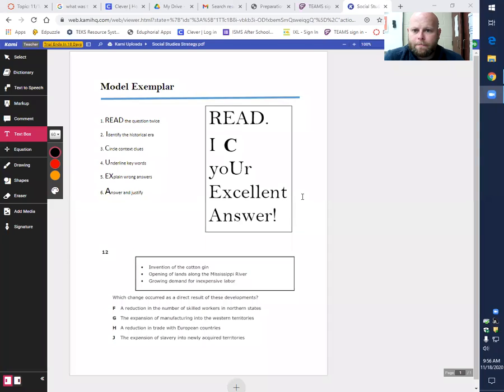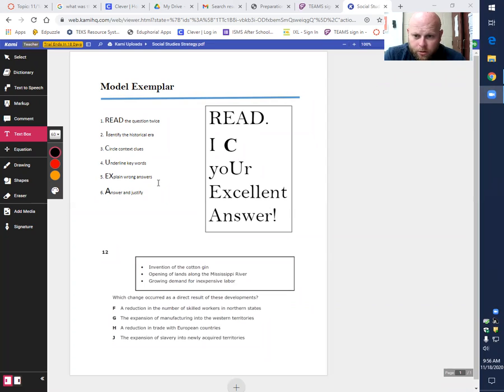First thing we're going to do, we're going to talk about the test taking strategy that was agreed on for all social studies. It is called R.I.C.U.E.A. I'll share my screen so we can go over this. R.I.C.U.E.A. is read, identify, circle, underline, explain, and answer.